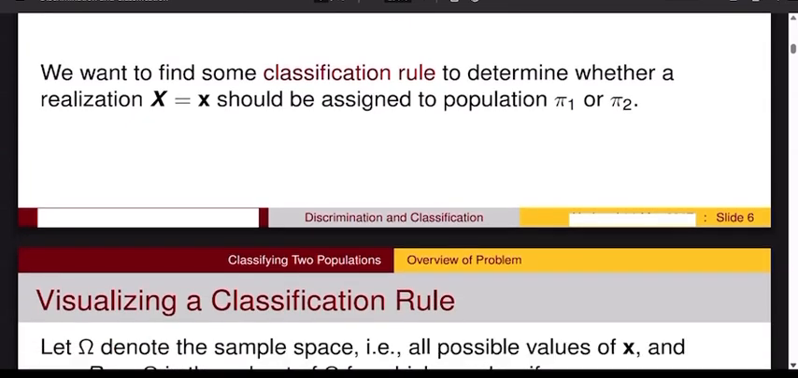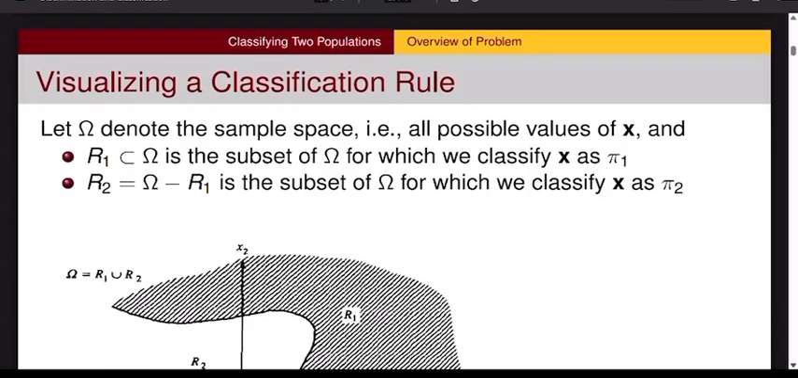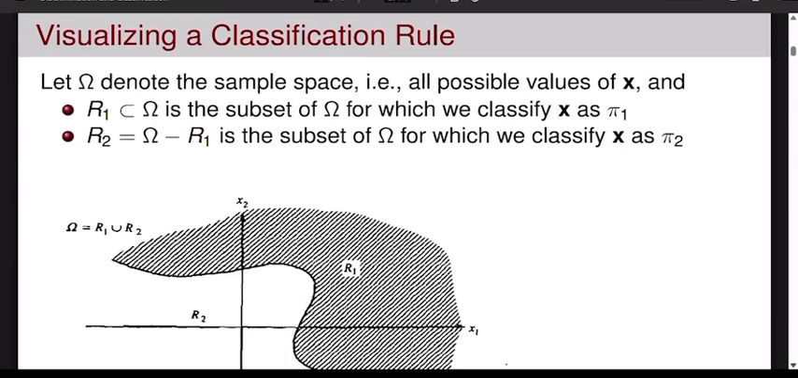Now, if we want to do that, I want to believe there's going to be a classification rule. Like I said, we want to find some classification rule to determine whether a realization should be assigned to a population pi 1 or pi 2. So we're using pi 1 and pi 2 to denote the two groups that we are considering here. Now I need you to pay attention because there's going to be a rule. Then how do we visualize the particular rule, the classification rule?